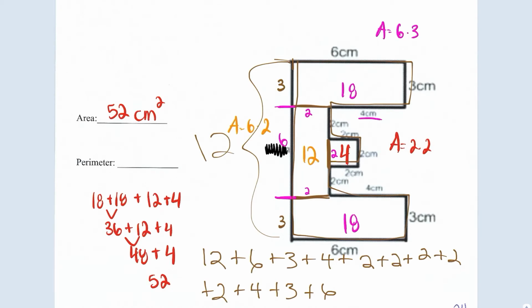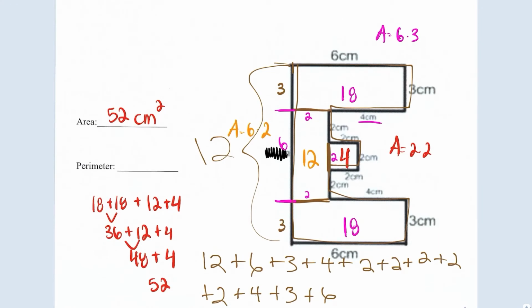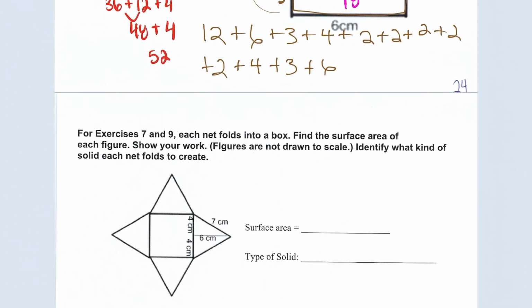So let's go ahead and do that. 12 plus 6 is 18, plus 3 is 21, plus 4 is 25, plus 2 is 27, plus another 2 is 29, 31, 33, 35, plus 4 is 39, plus 3 is 42, plus 6 is 48. So it looks like our perimeter is 48 centimeters. And there we go.